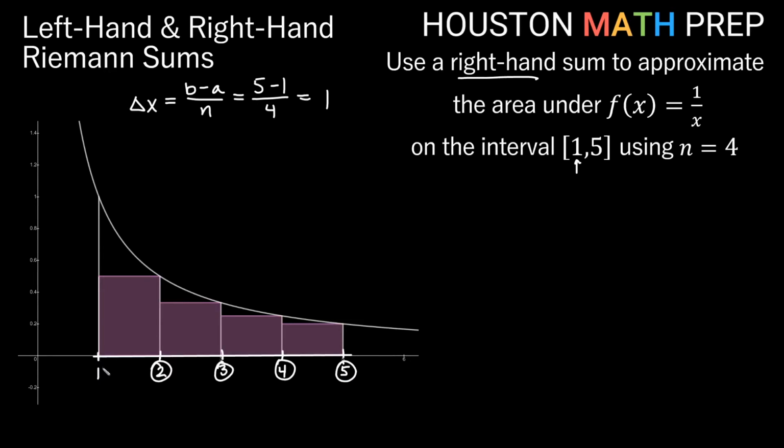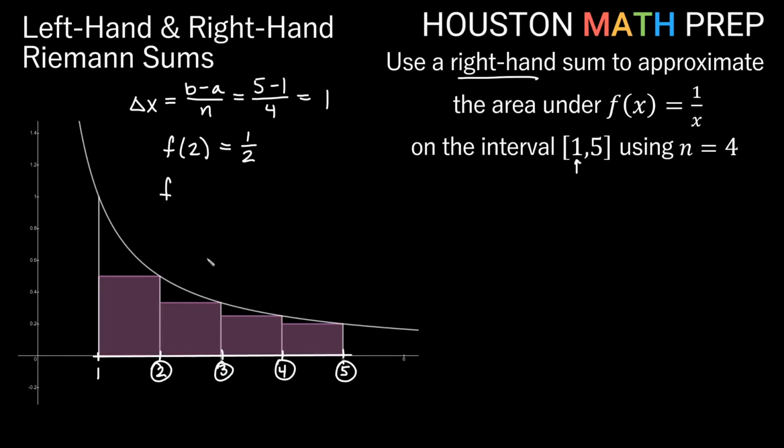Now notice 1 is not on the right side of any rectangle. It's only on the left side of this rectangle here. So we won't actually be plugging in 1 when we're doing a right-hand sum. To get the height for each rectangle, we'll just plug these values into our function formula. So my first x value is 2, so we'll plug in f of 2. That's going to give us the height of the first rectangle. If we plug it into our function, we'll get 1 over 2, that's a half.